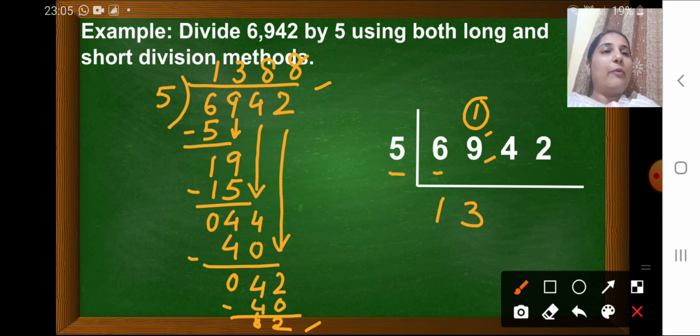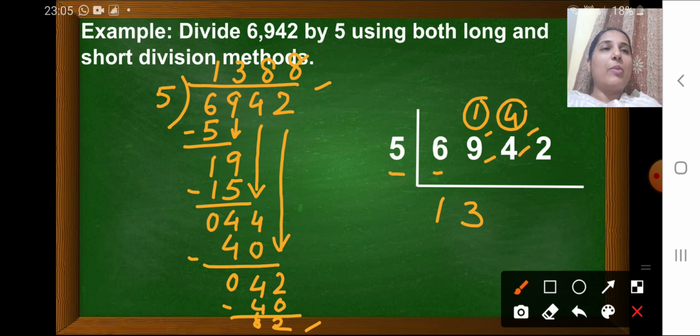Now that 15, when we will subtract that 15 from this 19, what we will get? Count after 15 till 19. So 15, 16, 17, 18, 19. So what you will get? 4. So that 4 we will write just above the next digit of the dividend. Now we have 44.